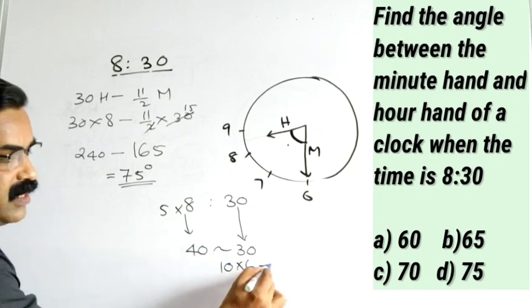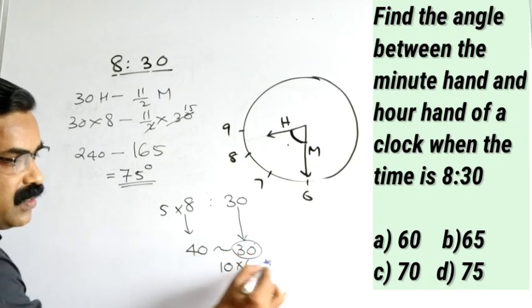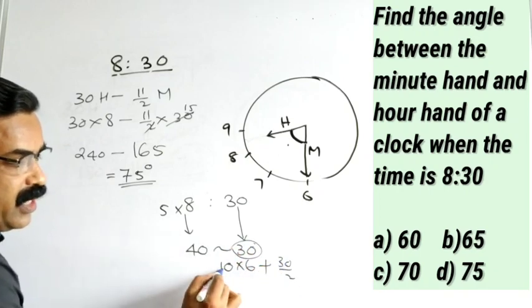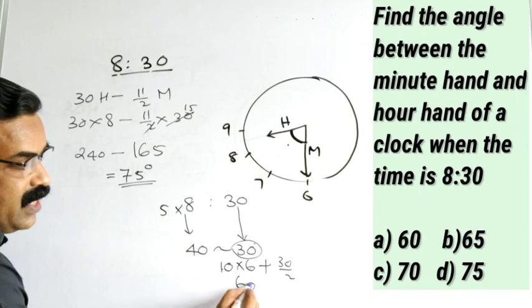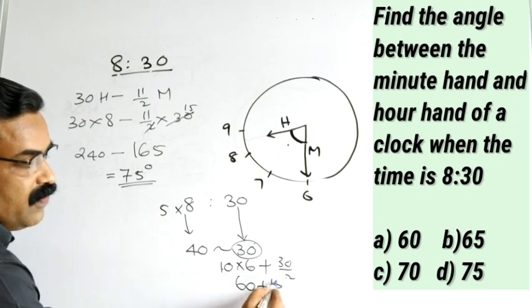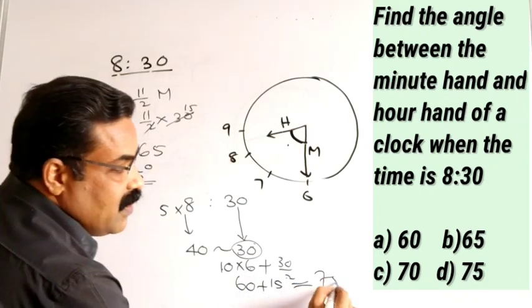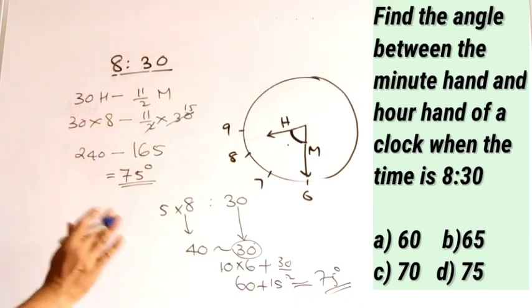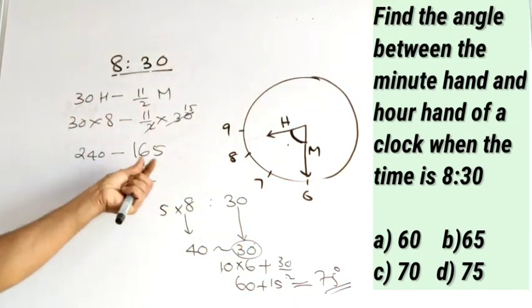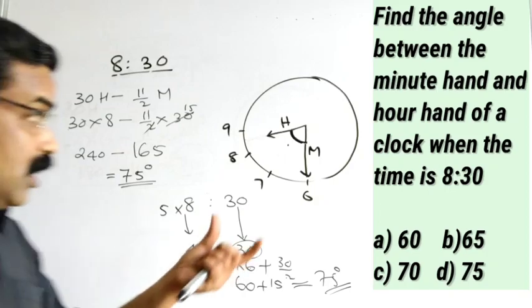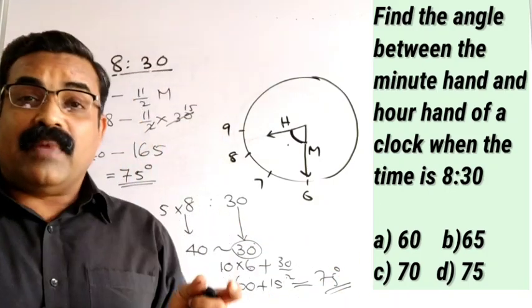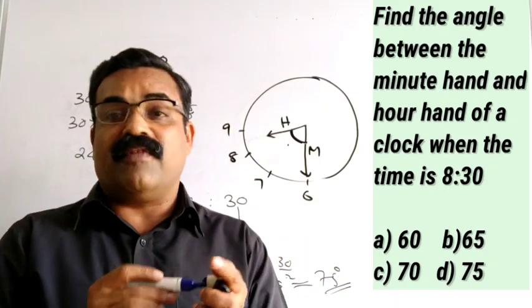10 multiplied by 6 plus half of this 30, that is 30 by 2. So 10 into 6, 60, plus 30 by 2, 15. So we got the answer 75 degree. With both methods we are getting the same answer, 75 degree and 75 degree. Accordingly you can mark the correct option. So I hope this concept is very clear for you.